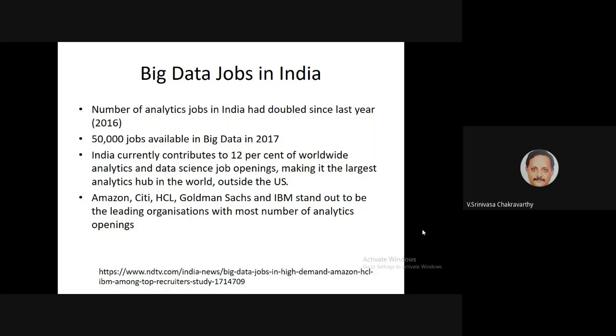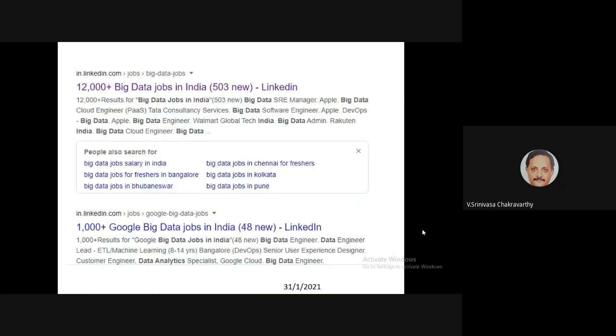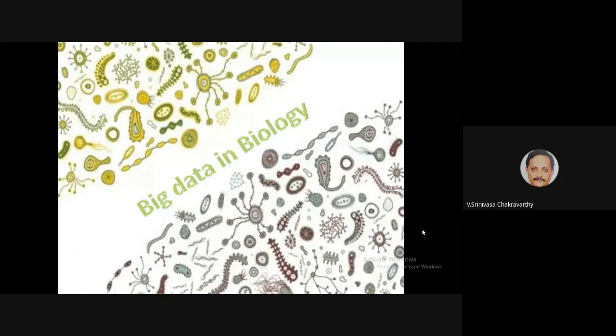India contributes to 12% of worldwide analytics and data science job openings, which is quite a bit, right? Making it the largest analytics hub in the world outside the US. And a lot of big companies, multinationals, are doing a lot of leading work in this. So some more data, again, certainly old data from last year, from LinkedIn, etc. So basically, there are lots of jobs.